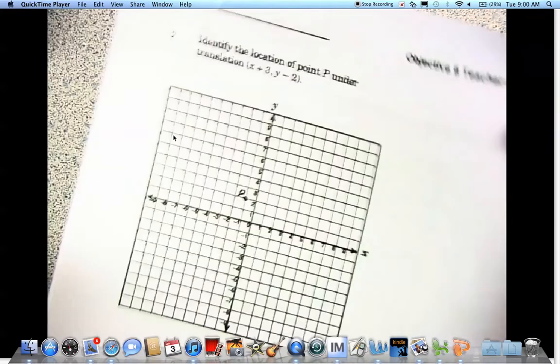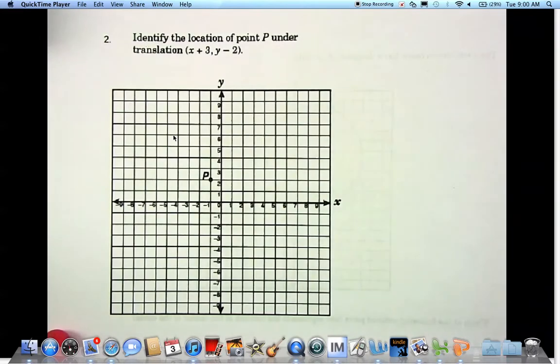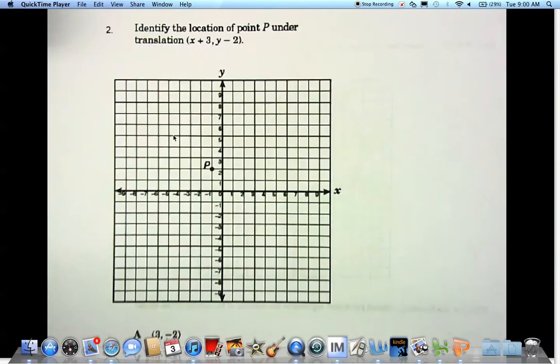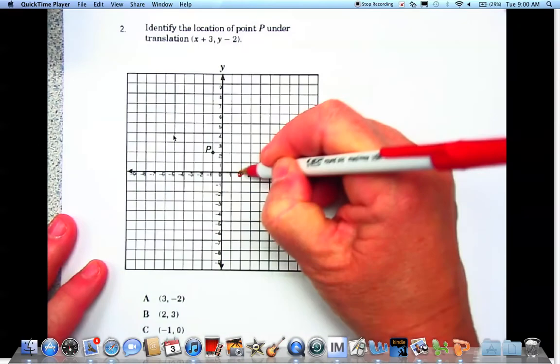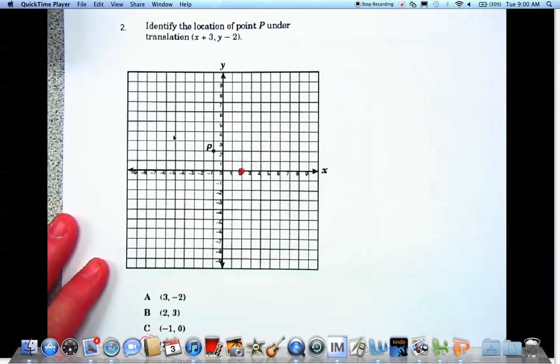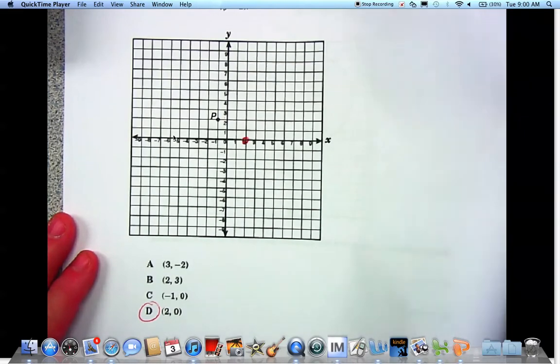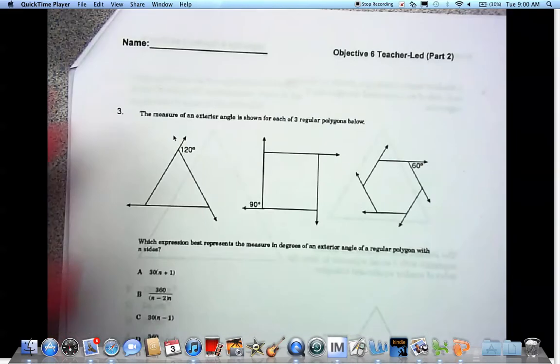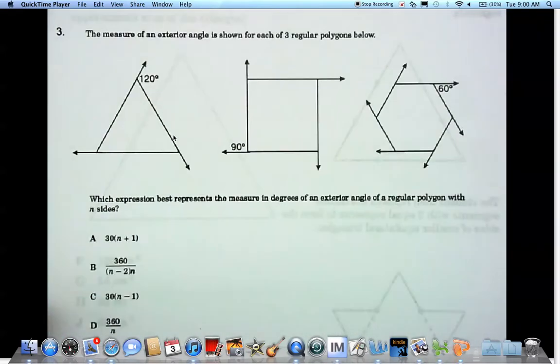Okay, number 2. Identify the location of point P under translation x plus 3, y minus 2. 2, 0. Okay, how did you get that? To the right 3, down 2. Very good. And you end up at 2, 0. Questions?